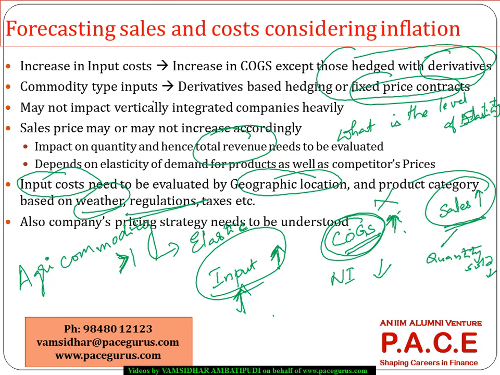All these problems may not be that heavy for vertically integrated companies, especially regarding raw material. The input again belongs to the same company. If I say the input costs have gone up, but my supplier for the input is my own subsidiary, then probably the impact of inflation may not be much higher, especially in the case of vertically integrated kinds of companies.